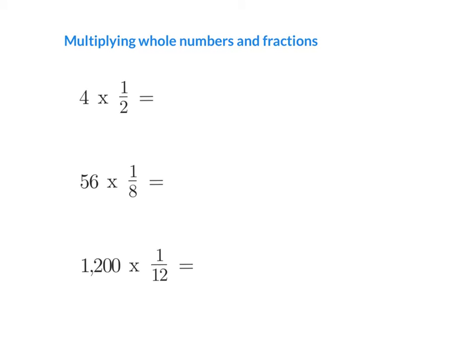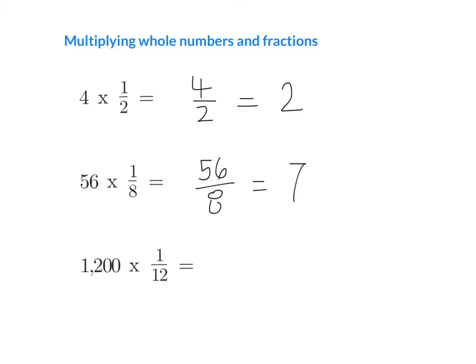If I have 4 copies of 1/2, how many halves do I have? 4 halves, right? So 4 times 1/2 is 4 halves, which we can simplify to be 2. If I have 56 copies of 1/8, how many eighths do I have? 56 eighths. Can I simplify that? Yeah. What is 56 eighths? 7. Good. If I have 1,200 copies of 1/12, how many 12ths do we have?